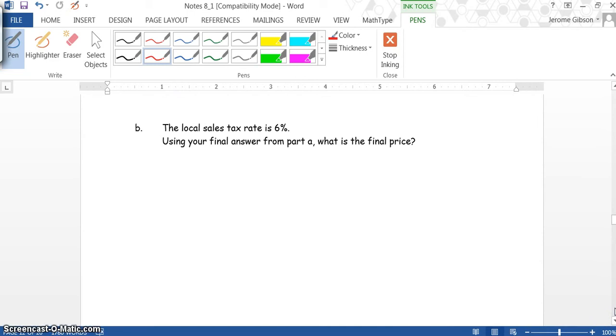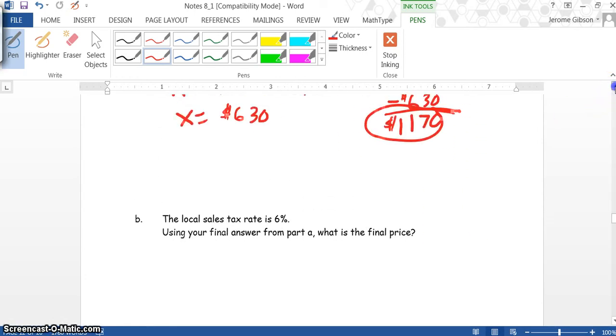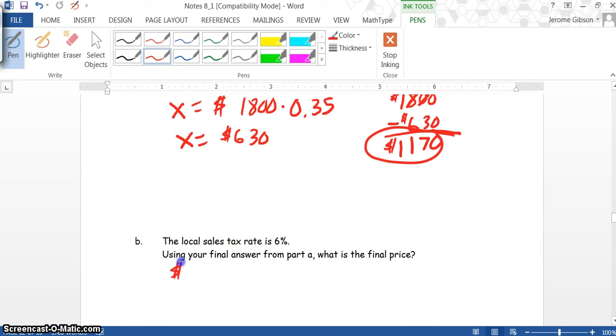Now we have the local sales tax rate of 6%. Using your final answer from part A, what is the final price? So we'll go back to part A. We have $1,170 times the 6% sales tax, which is 0.06. And we set it up as an equation here.